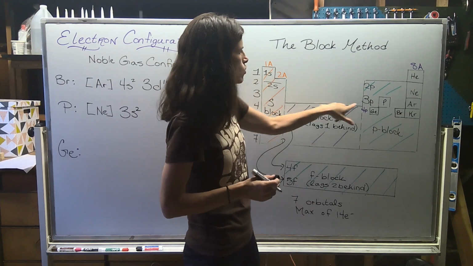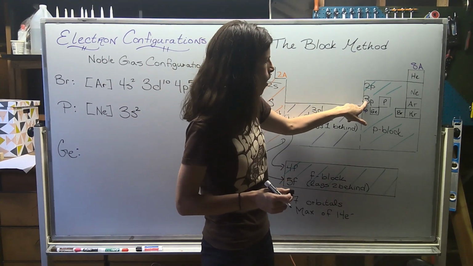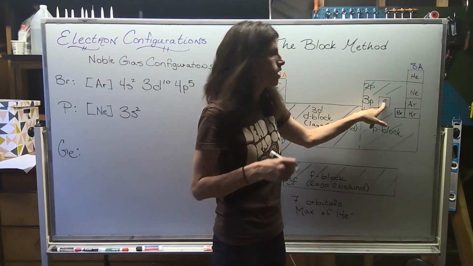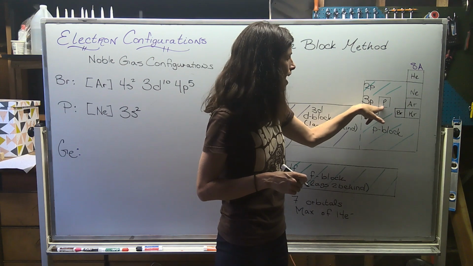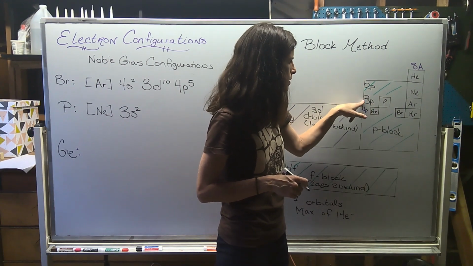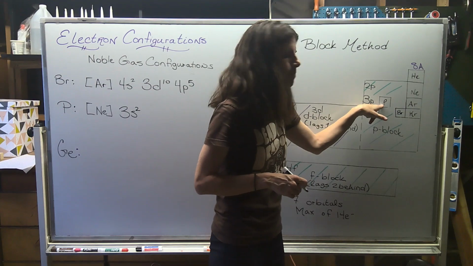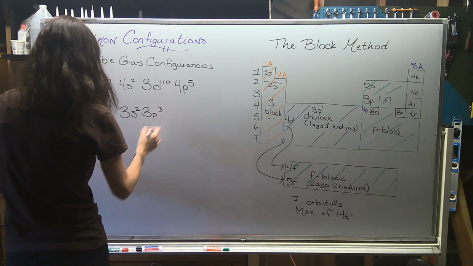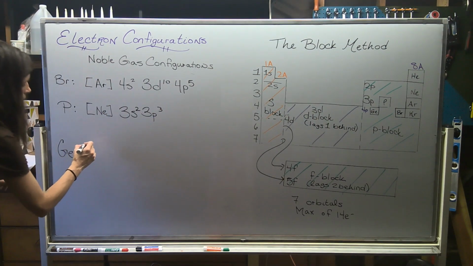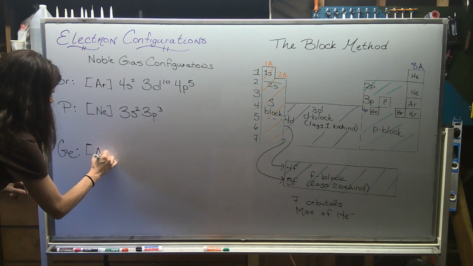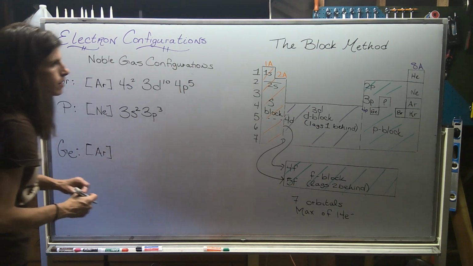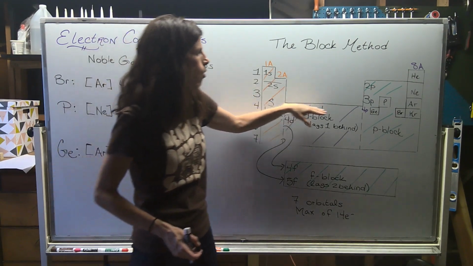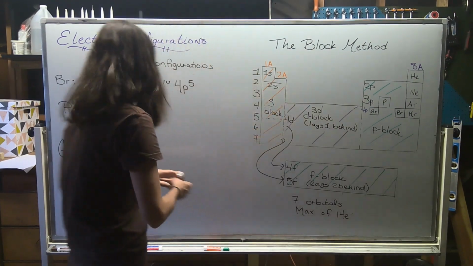So after we got 3s2, we have 3p1, 3p2, and phosphorus is in group 5, right? And so it's the third one, so 3p1, 3p2, 3p3. Germanium, I'm going to use argon. So I'm good to go through argon. Now I'm going to do 4s2, all of my D blocks, so 3d10.